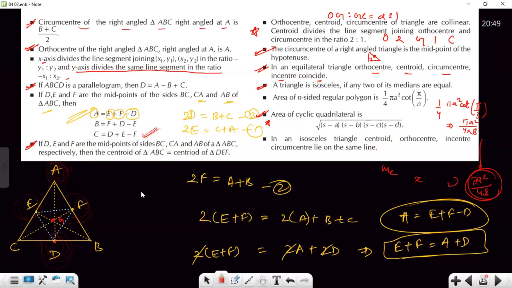Next point is in an isosceles triangle, centroid, in center, circumcenter lie on the same line. So for equilateral triangle and isosceles triangle, this fact is true. Is this point clear? Are all these points clear? Any doubts? Yes, sir. Clear.